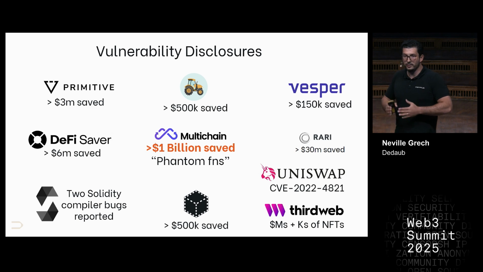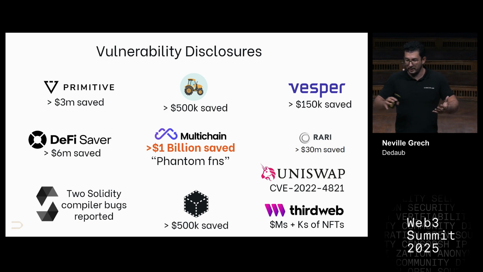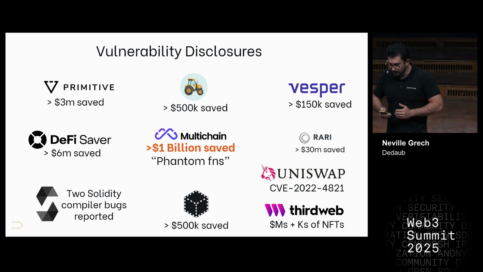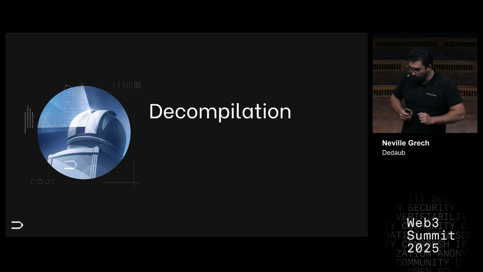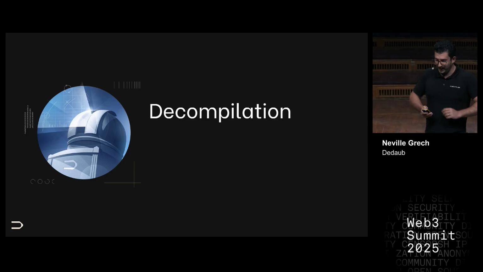And we've also found a very, very serious vulnerability on a bridge called Multichain. In this vulnerability, one could have effectively stolen all the liquidity in this bridge. It was over $1 billion of liquidity. We reported these, and hopefully, things didn't go that bad.